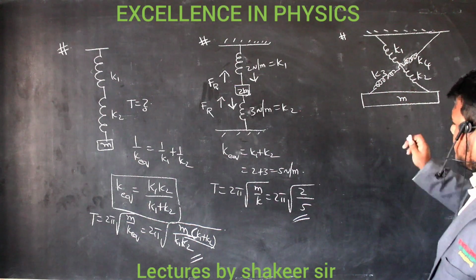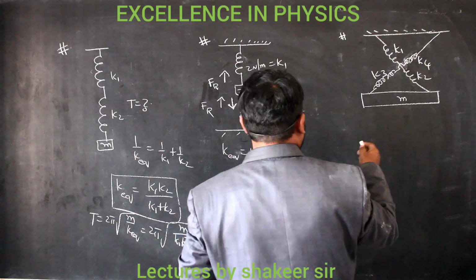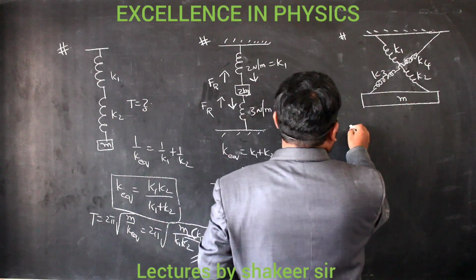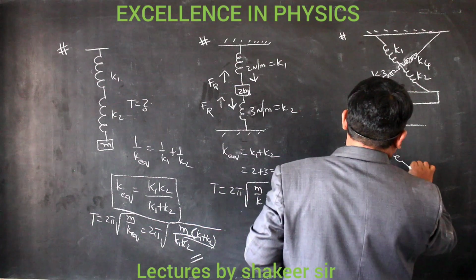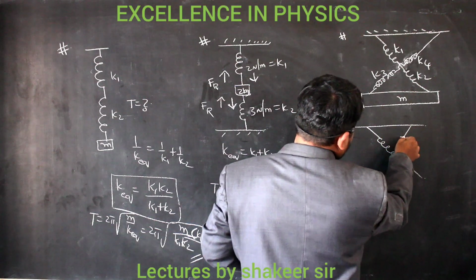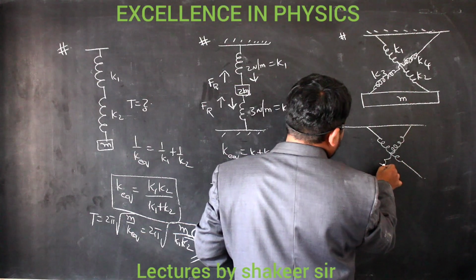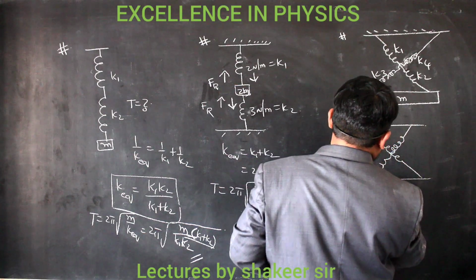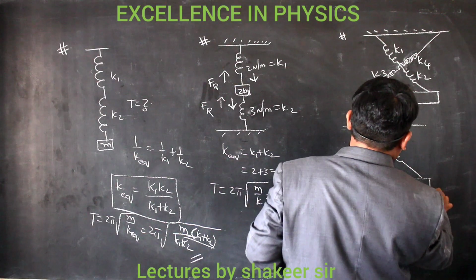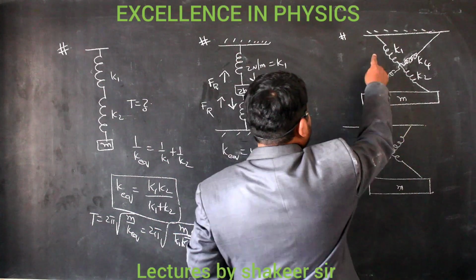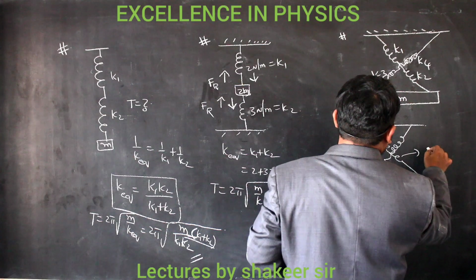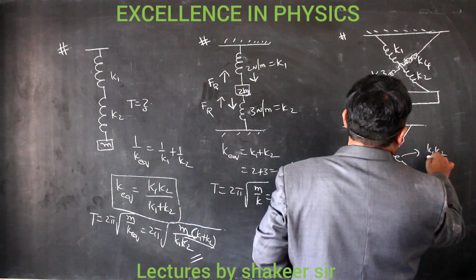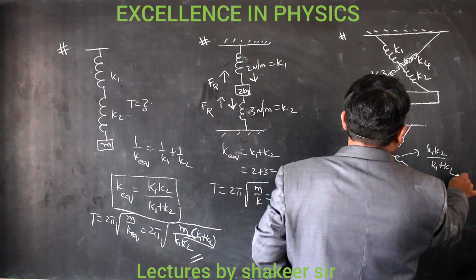Clear? The same connection I can draw like this also. So this is one total spring. Similarly, this is another second spring, and both of them are supporting this mass of m. Okay, so I can write like this. These two are connected in series, no? So the total K equivalent of this one will be how much? K1 K2 divided by K1 plus K2.